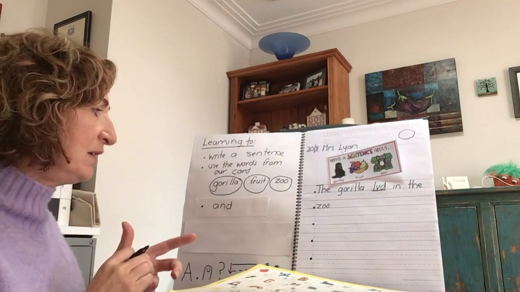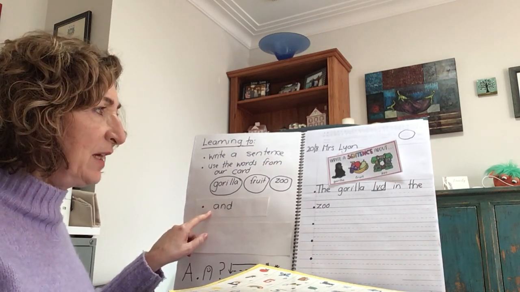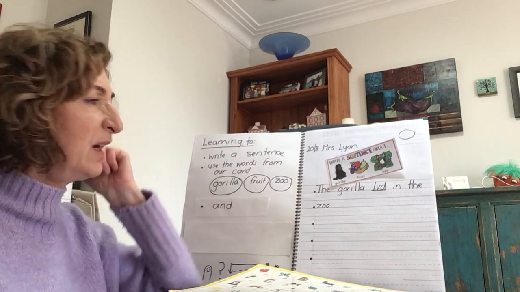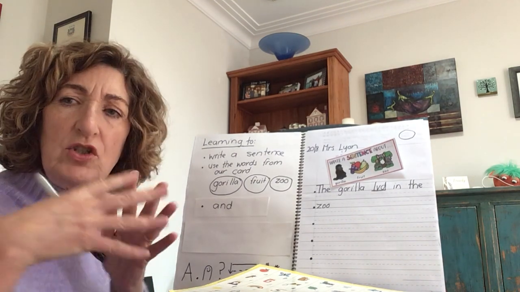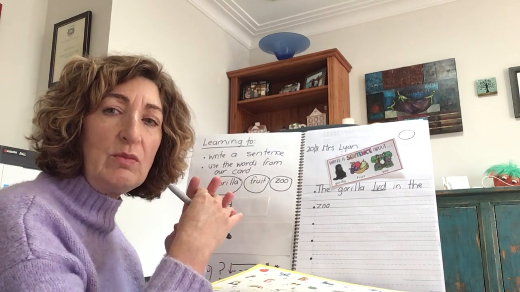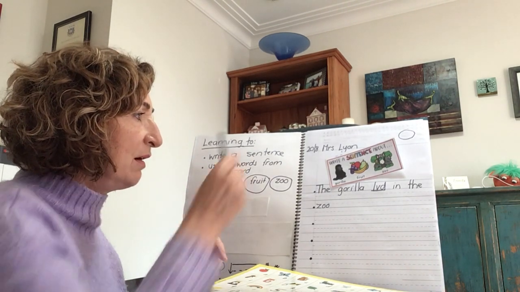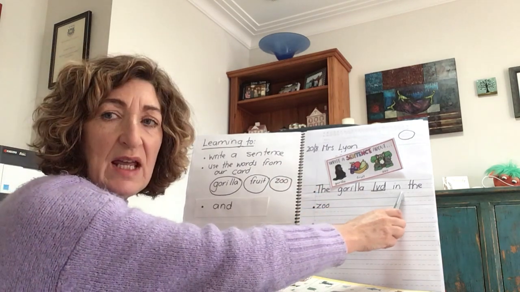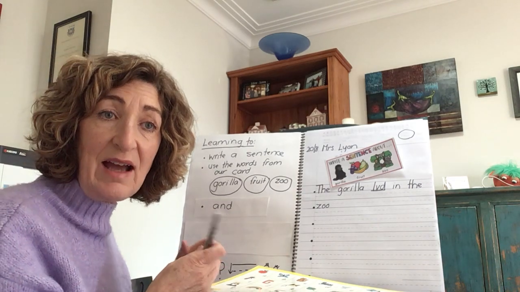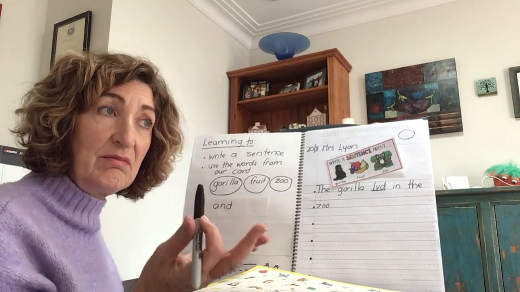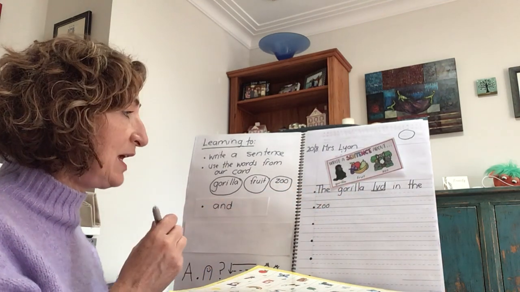Now I'm thinking, I haven't used the word and yet. And I've got the word fruit. I haven't used that yet either. And we know that and is a joining word, and joining words join ideas together. So let me think. The gorilla lived in the zoo and he ate fruit. There I go. I've used fruit. I've used the joining word and.